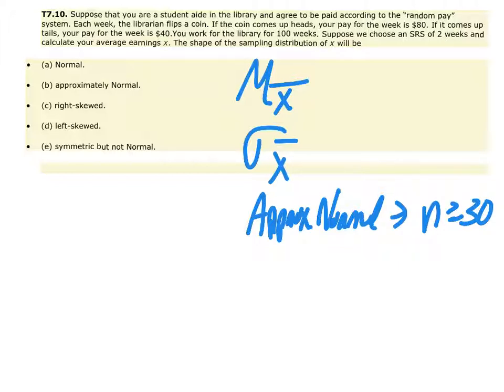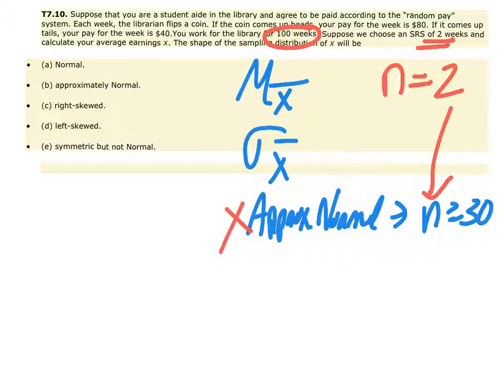Now, the other facts we know about this is that our sample size in the SRS is 2 weeks, so n is equal to 2. Now, our complete population is 100 weeks. That's interesting to know, but not necessarily needed right now. If we do that, n of 2 is going to tell us that's not a true statement. So approximately normal is not met. So what we do know, we know it's not normal because they don't say it in the initial problem. We can't say approximately normal because the condition is not met. Now, which one of the other 3 is it?